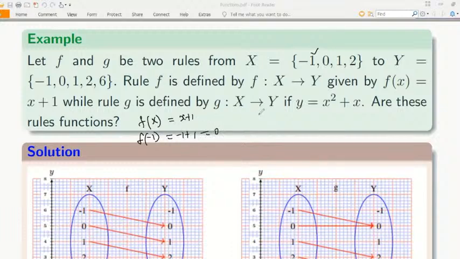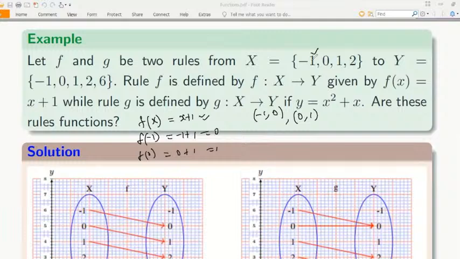So that means -1 will have the image of 0. What about if the object is 0? Using this definition, the image will be 0 plus 1. Where there is X, I'm just writing 0. This will be 1. That means again that the object 0 has an image of 1.